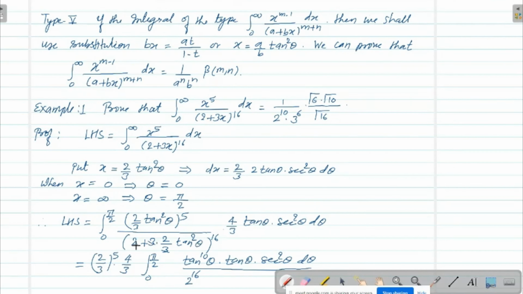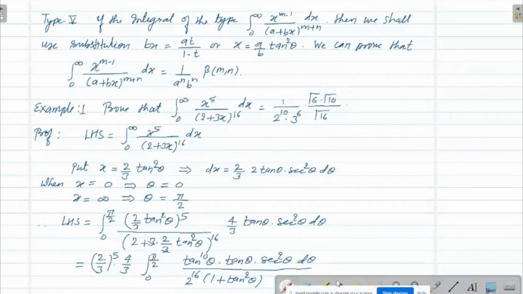Power is 16. 2 raised to 16. Here you will get (1 plus tan square theta) raised to 16. Now let us move to the next page, then simplify it further.